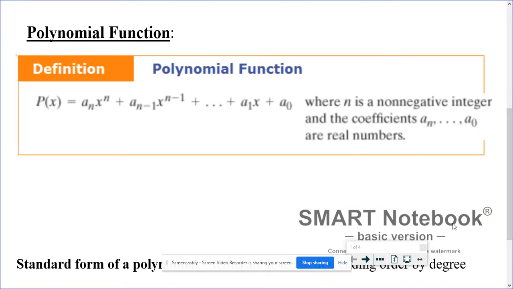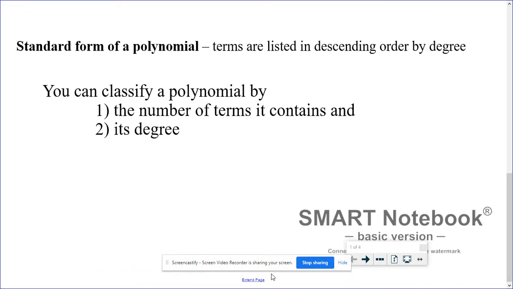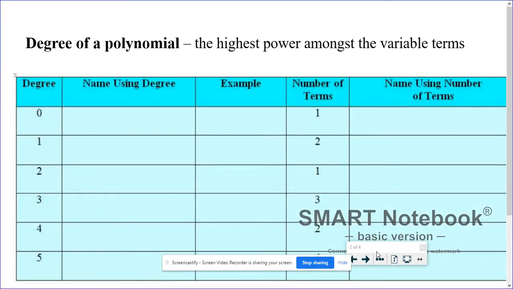So this is the definition of a polynomial function. All I want you to get from this is that notice how the exponent in the first term here is n. The next one is n minus 1, and then it goes down to 1, and then 0. So the exponents are in descending order. Standard form of a polynomial: terms are listed in descending order by degree, as we just talked about. And you can classify polynomials in two ways: the number of terms it contains and its degree. And that's what we're going to do on the next page here.